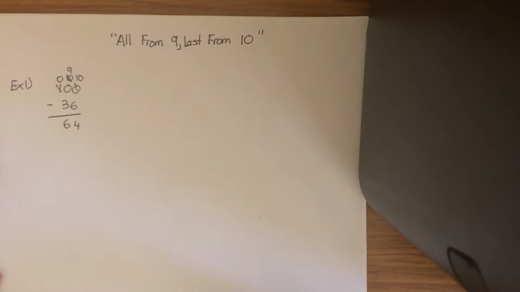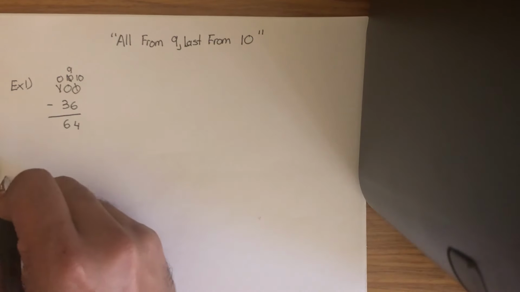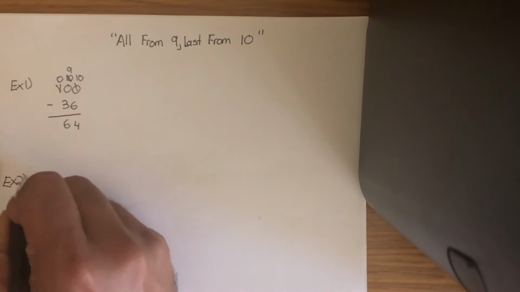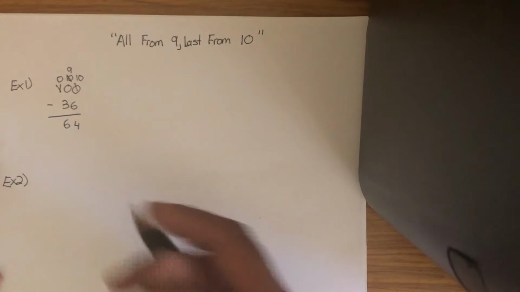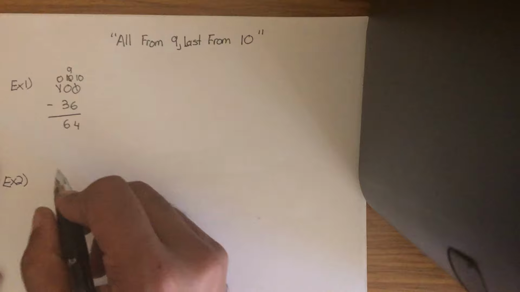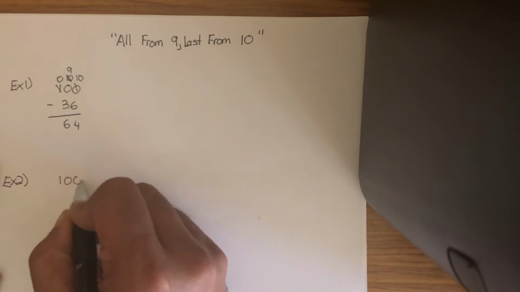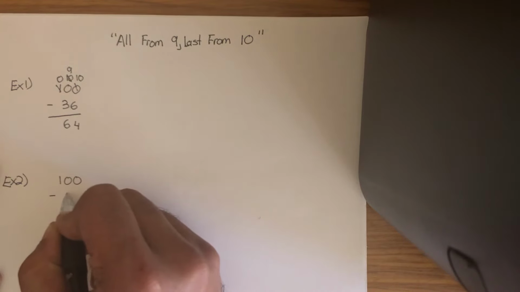So in Vedic mathematics, what they do is they tell you: all from 9, last from 10. So let's do a similar example using that. It just automatically makes it in the 9, 9, 9, 10 format. It just conveniently takes care of this. So watch this. 100 minus 27.